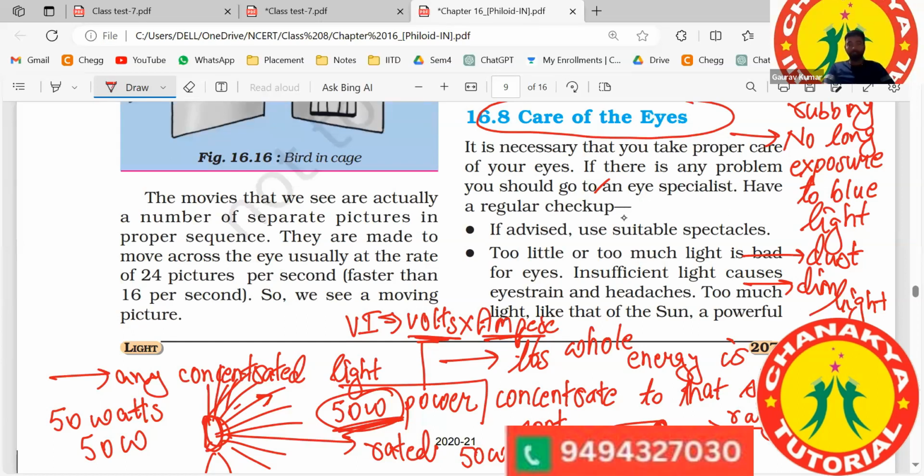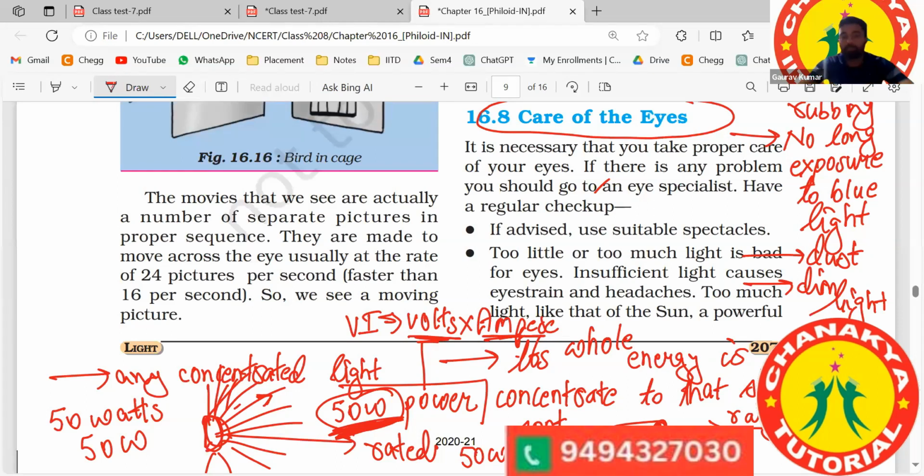So you can imagine 50 watt. You can search on Google how much intensity, how much light a 50 watt bulb emits. This whole light is concentrated into a single, very narrow ray, and if it falls into any part of your eye, it will surely get damaged. So I can tell you how much this 50 watt is.